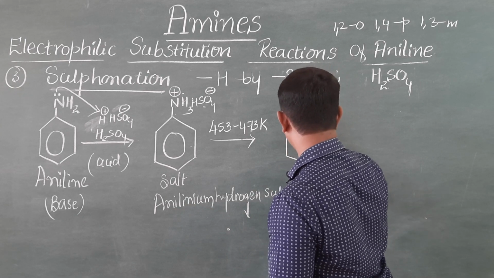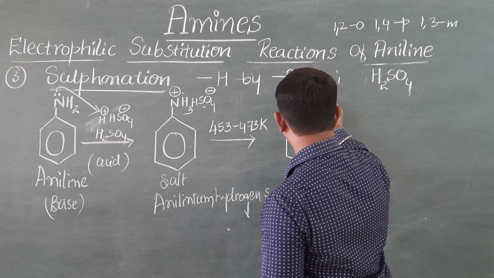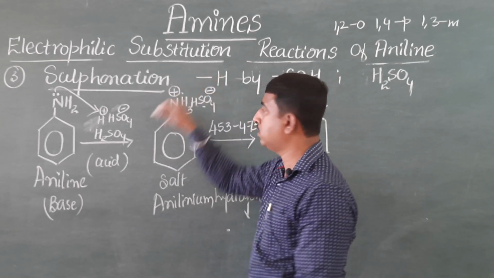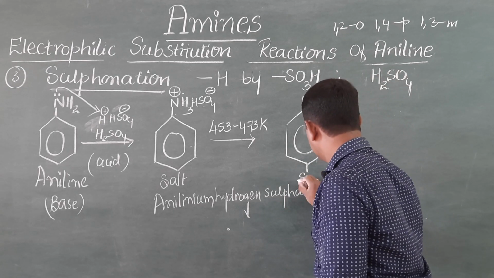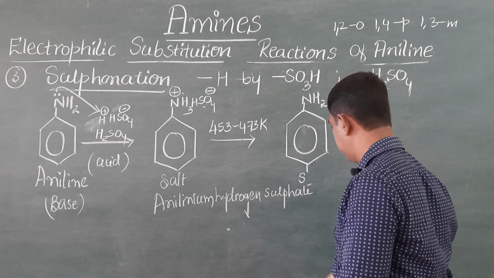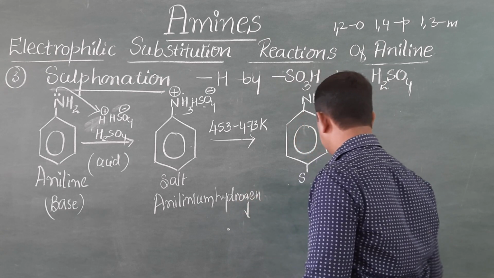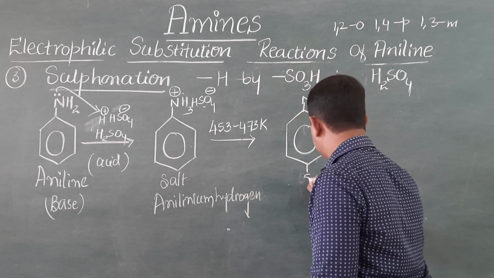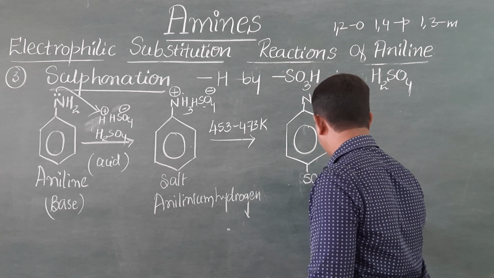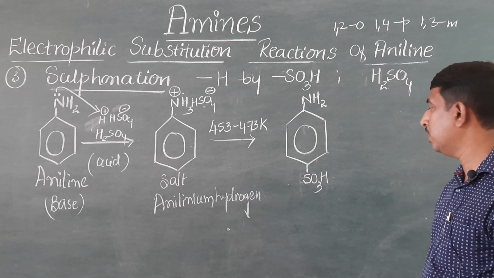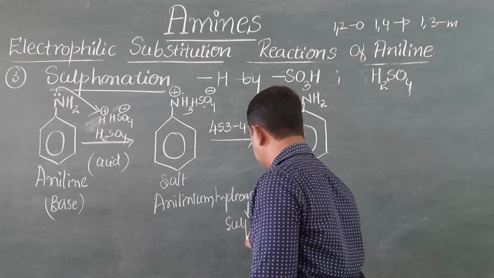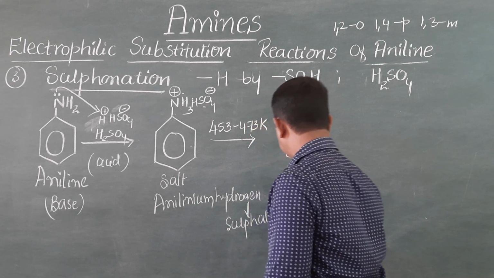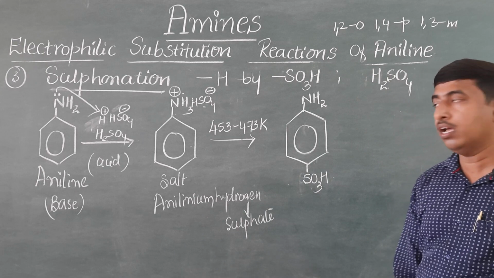So the added species is removed. This is NH2 only. Because of this liberated sulfuric acid, sulfonation takes place at the para position. That is SO3H. Sulfonation means replacing hydrogen by sulfonic acid group, hydrogen sulfate. Sulfonation occurs at the para position.